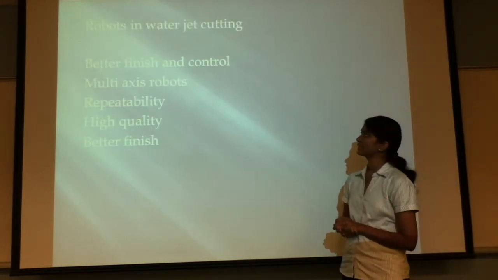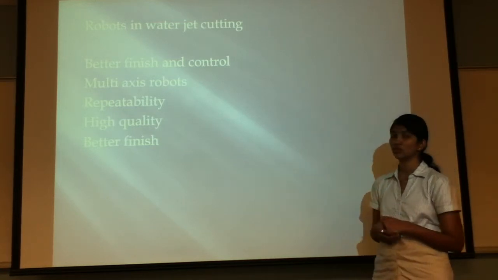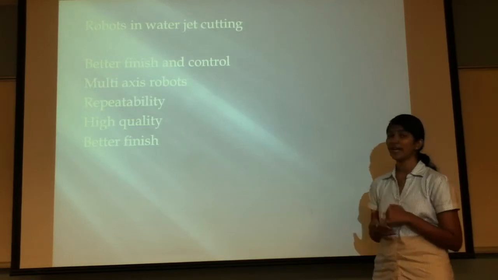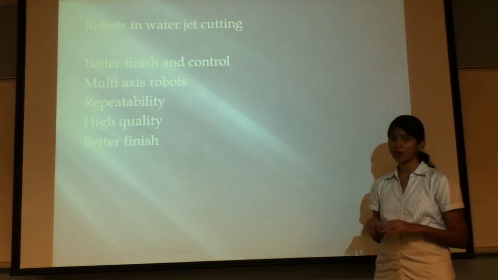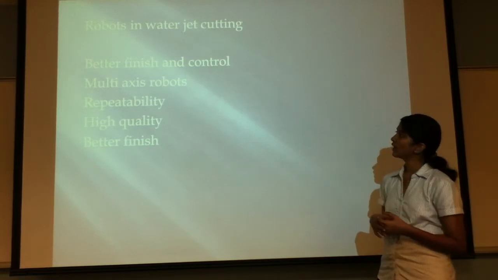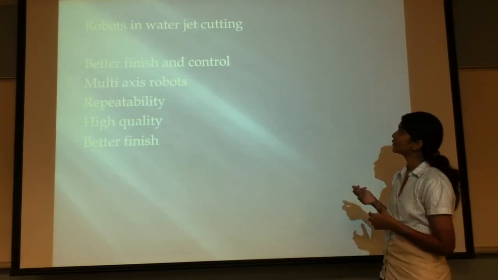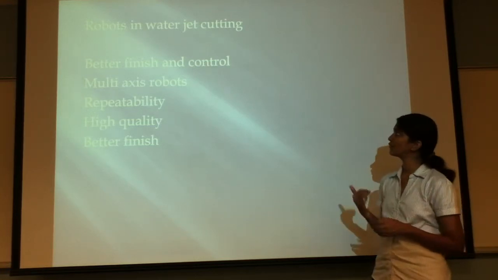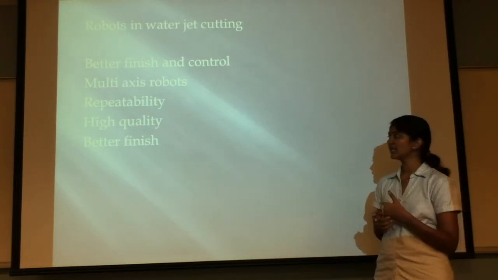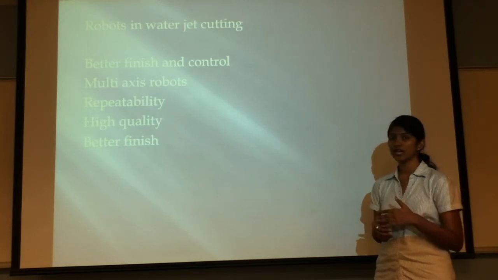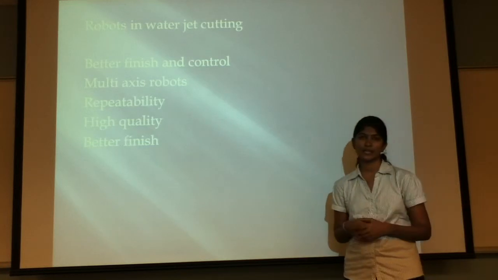Robots in water jet cutting give us a better finish and control. Multi-axis robots like 5-axis and 6-axis robots are used so that the material need not be moved. Due to the repeatability property of the robots, they are used in mass production in water jet cutting. It gives high quality and better finish so that there is less chance of doing secondary operations again.